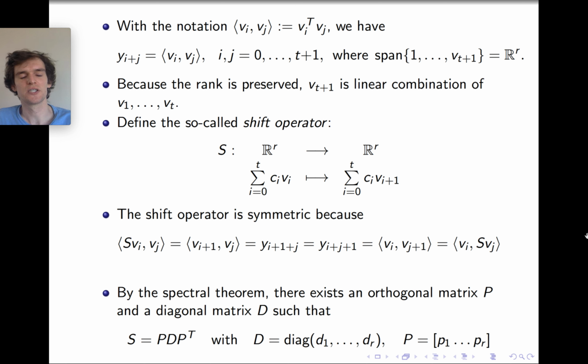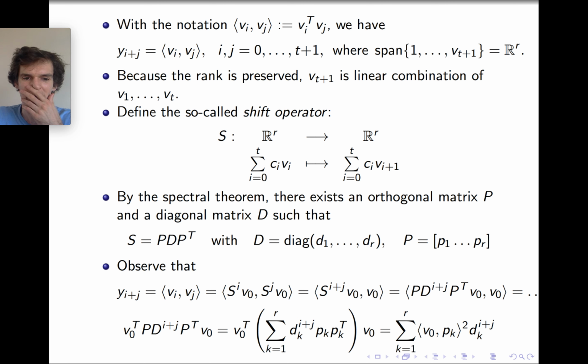Okay, and now by the spectral theorem, there exists an orthonormal matrix P and a diagonal matrix D such that S is equal to P times D times P transpose, where D is a diagonal matrix and P is some orthogonal matrix, and we can use this as the notation for the columns. So P1 is the first column, PR is the last column. So using the spectral theorem, we got this expression. Now we can plug that in.